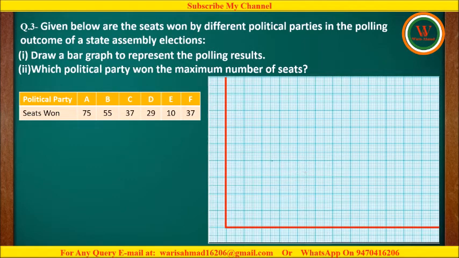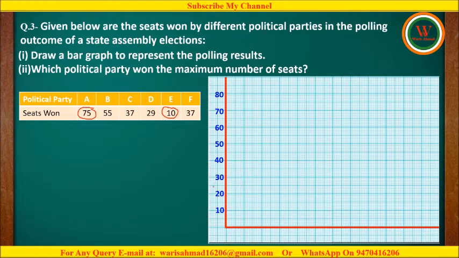Then we have to put the numbers on the y-axis. That will represent the seat won by different political parties. Here the minimum value is 10 while the maximum value is 75. So we can take the interval of 0, 10, 20, 30, 40, 50, 60, 70, 80 and so on. So same thing we can write here: 0, 10, 20, 30, 40, 50, 60, 70, 80.